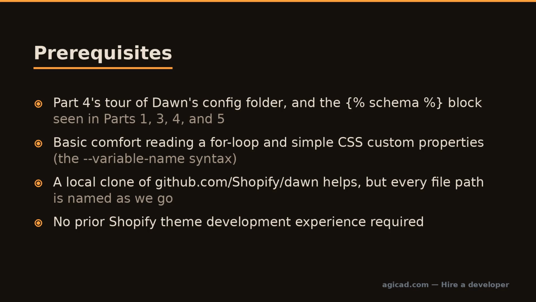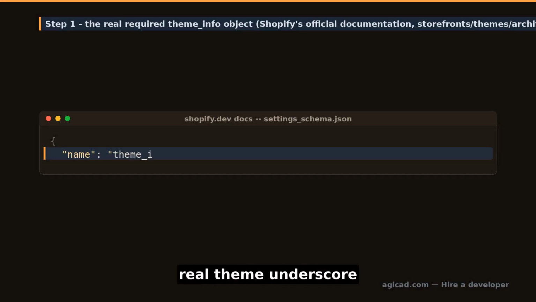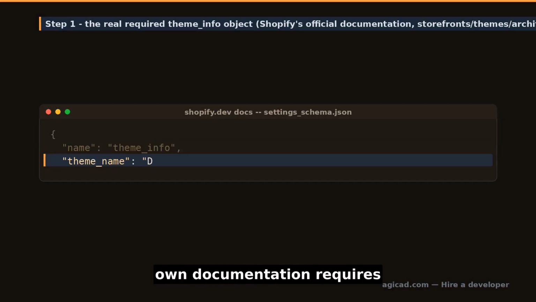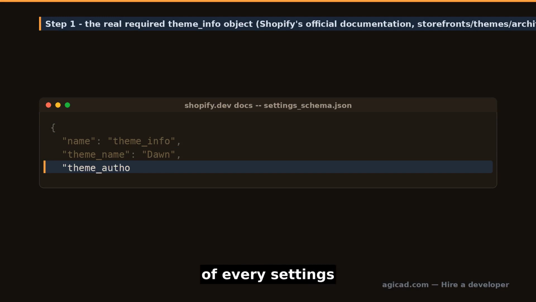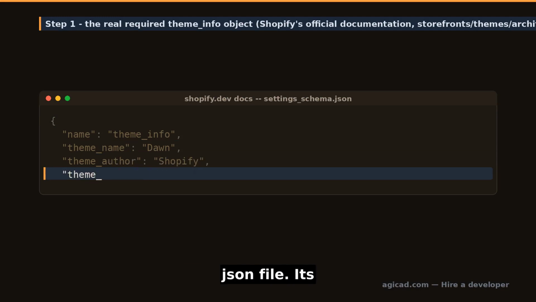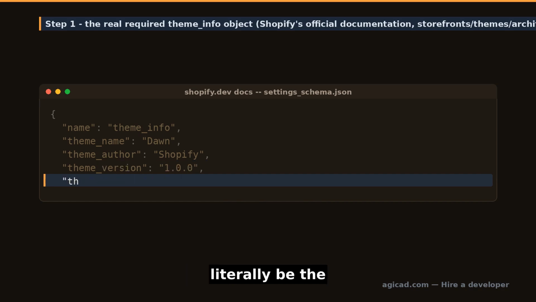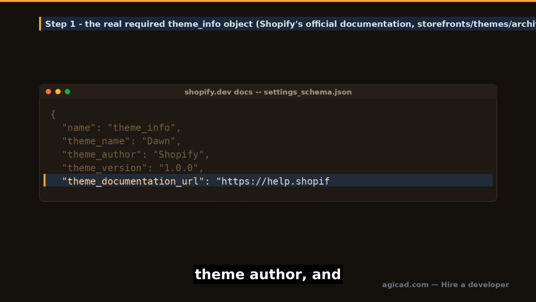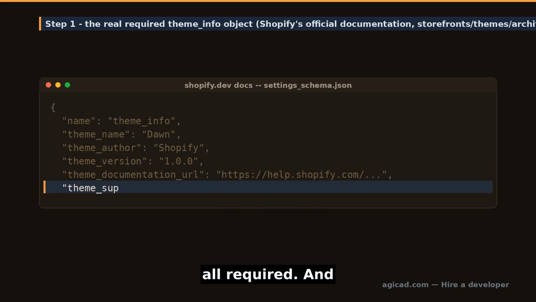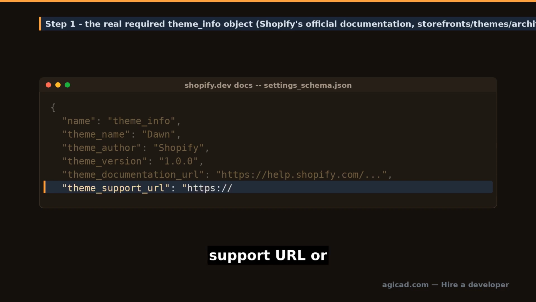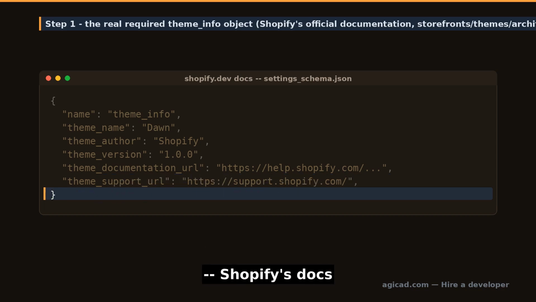This is the real theme_info object Shopify's own documentation requires at the top of every settings_schema.json file. Its name attribute must literally be the string theme_info. Theme name, theme author, and theme version are all required. And a theme must include either a support URL or a support email, but never both. Shopify's docs are explicit that including both, or leaving out any other required attribute, is treated as an error.